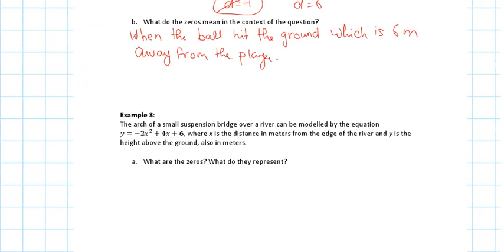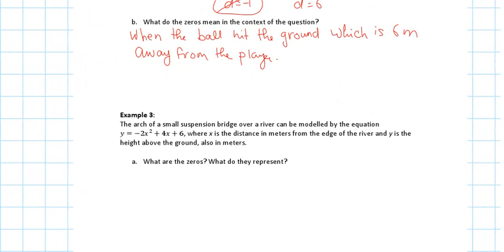Can we look at this example right now? The arc of a small suspension bridge over a river can be modeled by the equation y = -2x² + 4x + 6, where x is the distance in meters from the edge of the river, and y is the height above the ground, also in meters. So we know that x is the distance from the edge of the river, and y is the height above the ground.